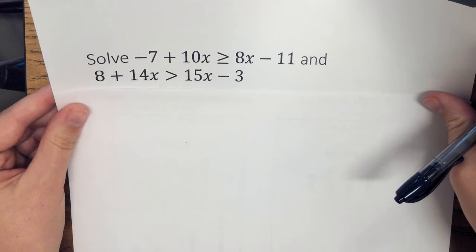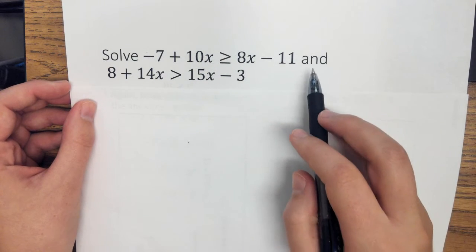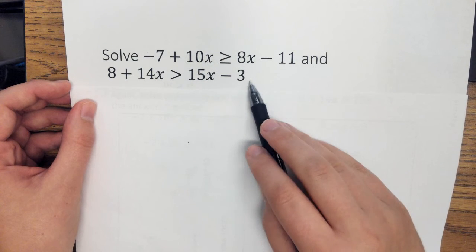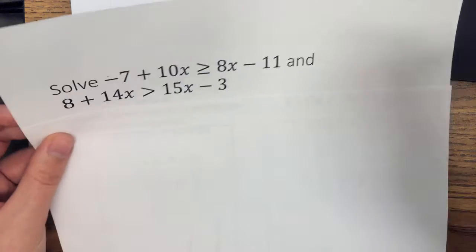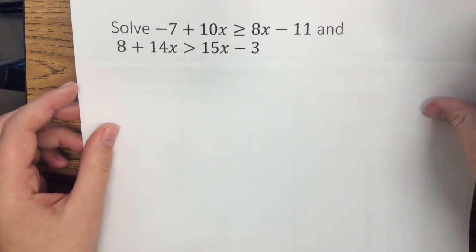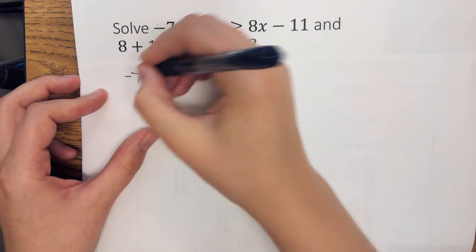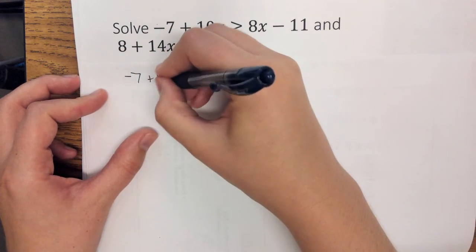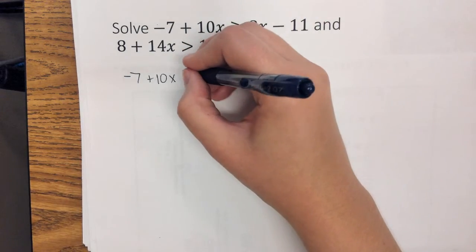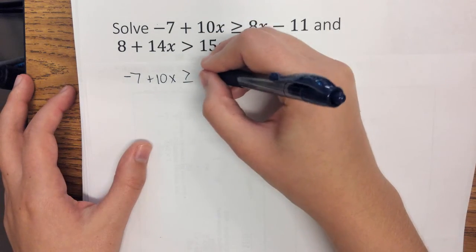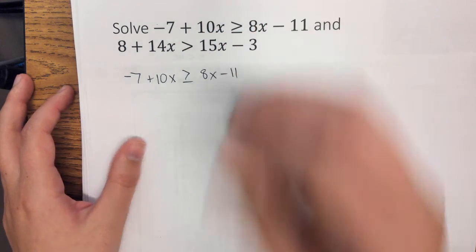Last one. Let's see. This is kind of like before, except instead of being one inequality, it has an "and," which means both inequalities have to be true at the same time. So let's start, and get a clean piece of paper. This may take a little bit of work. Let's start with the inequality at the top. So negative 7 plus 10x is greater than or equal to 8x minus 11.